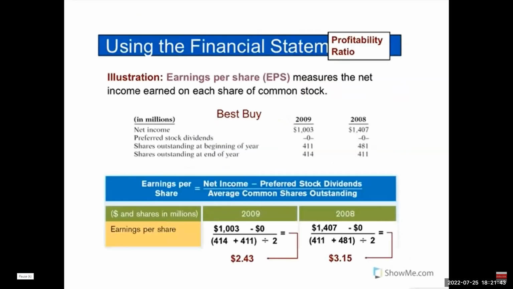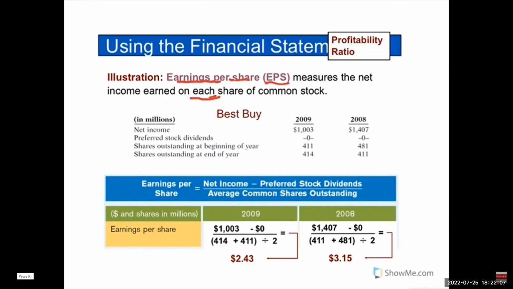One of the first questions an investor would ask when looking at the financial statements of a company is, what are the earnings? And if I invest in this company and own a share of the company, then what would the earnings per share be, or better known as the EPS? This measures the net income earned for each share of common stock. Remember, common stock represents ownership in the company.